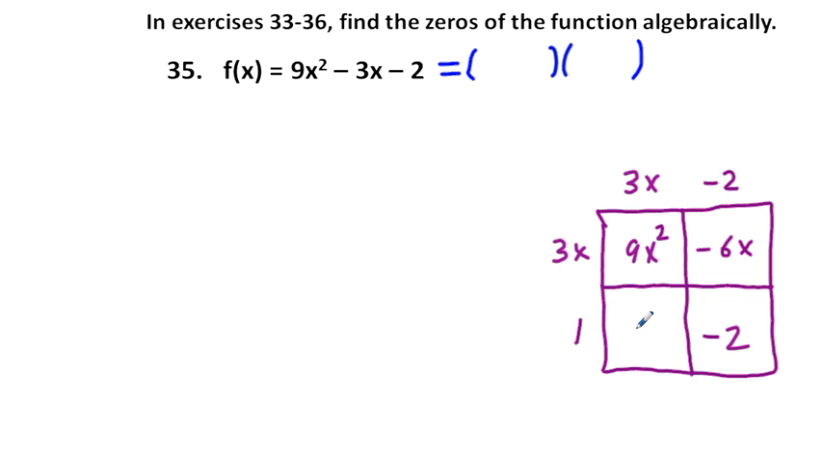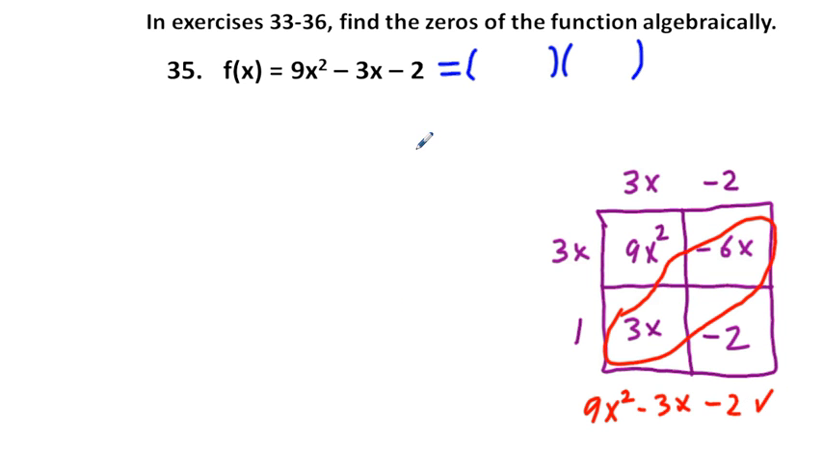And then 1 times 3x is 3x. And then if we add these two together, we're going to get 9x squared, and then 3x minus 6x is going to be minus 3x minus 2. So that's going to be a check. And so we are sure that our factors for this are going to be 3x minus 2 and 3x plus 1.